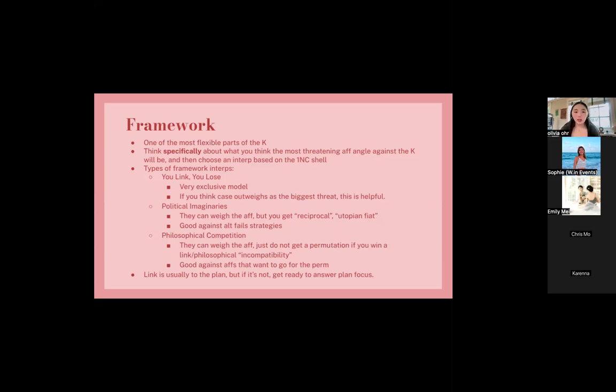These types of framework interpretations are very exclusive ones, and they're very helpful if you think that case outweighs or extinction outweighs is the biggest threat for a 2AR strategy.